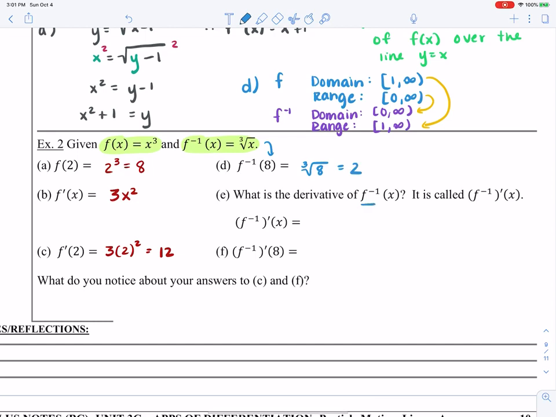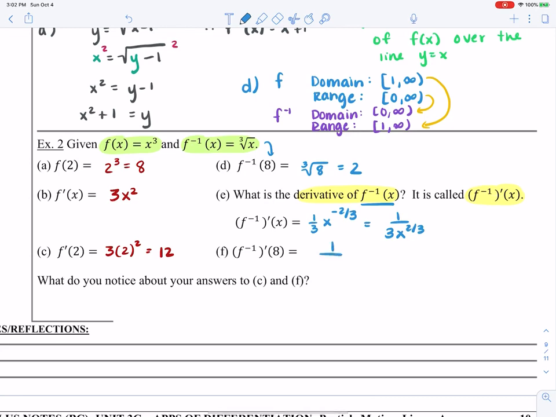What is the derivative of f inverse? And so we're going to introduce some new symbols here, important. This symbol here is the derivative of the inverse. And because there's that -1 symbol, we put parentheses around it and a prime, okay? So we're going to take the derivative of cube root of x, just like we would know how to do: 1/3 x to the -2/3 power, which we'll write as 1/(3x^(2/3)).